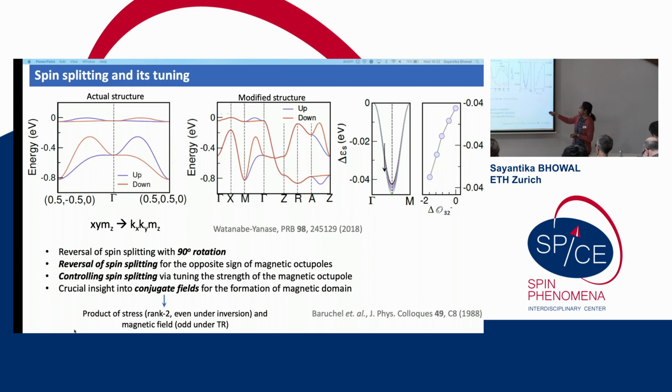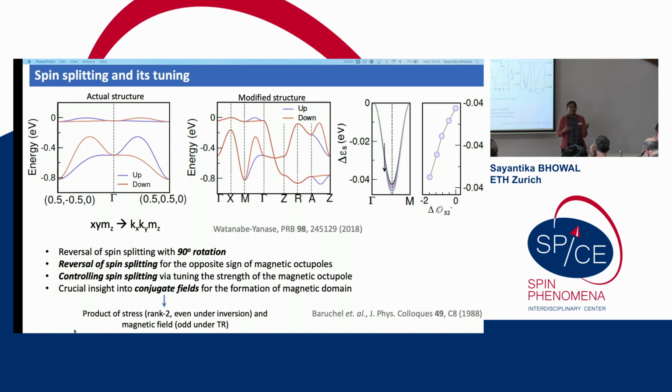Now, to see if the amount of spin splitting can be controlled by controlling the magnitude of the O32 minus octupole, we checked our band structure for those different values of the magnetic octupoles, and we see that the spin splitting along the gamma to M direction actually increases with the increase in the value of the O32 minus octupole. So not only the sign, but also the magnitude of the non-relativistic spin splitting can be controlled by controlling this particular magnetic octupole.